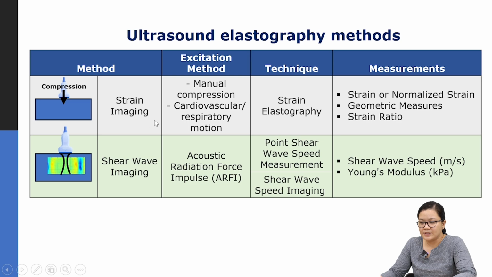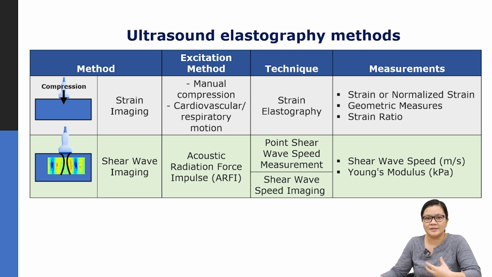So for strain imaging, you can either excite by manually compressing the material. You can also use the natural motion of the body. So for instance, the cardiovascular, the vascular pulsations, or the respiratory motion as a person is breathing. So this technique is strain elastography. And a couple of the measurements that are shown here are normalized strain, some geometric measures that can be assessed in strain elastography, and strain ratio. And we'll look at even others that are used to assess tissues.